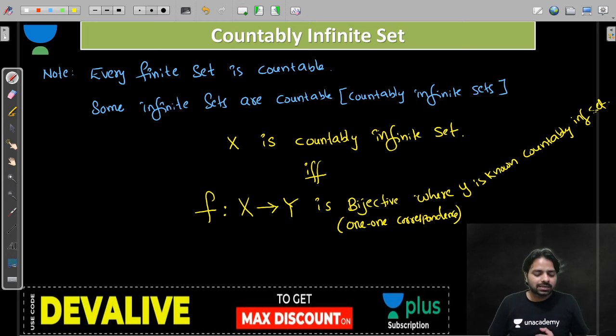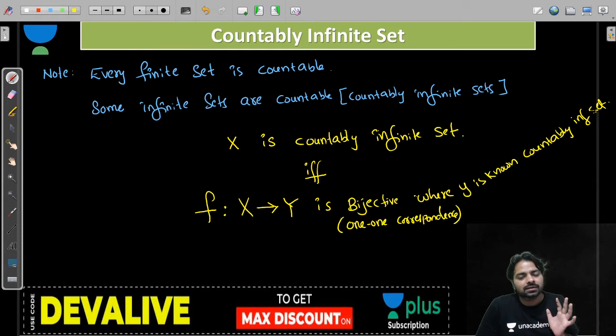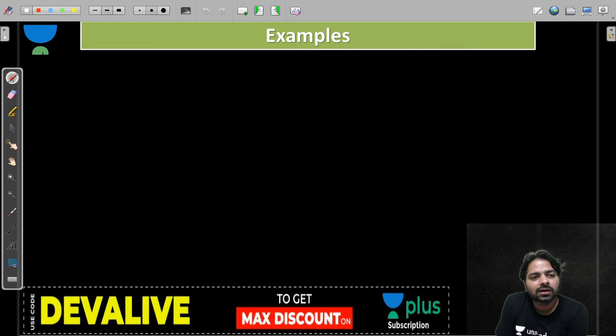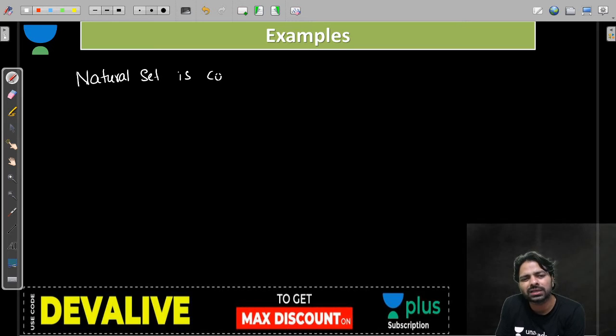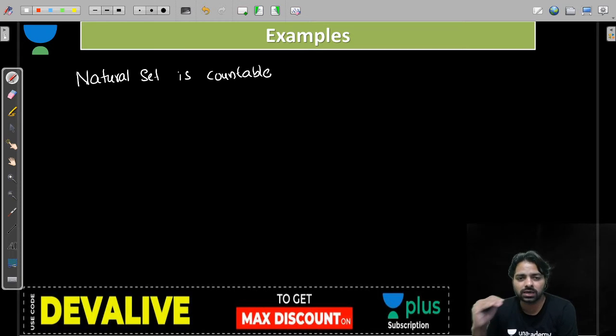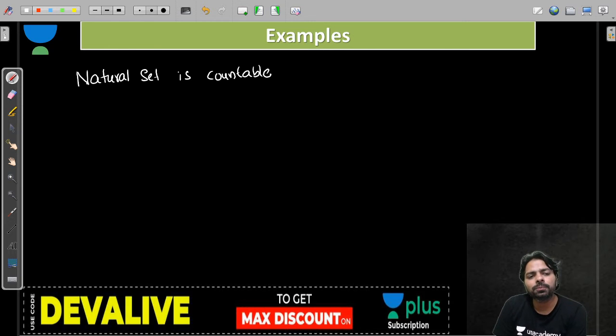Then let's practice to understand what is countable. Even though the definition is available, understanding it takes time. So let's look at an example. A very well known countable set is the natural set. Natural numbers are countable, maybe including 0 or without 0, that's okay. This is a well known countable set in the world.